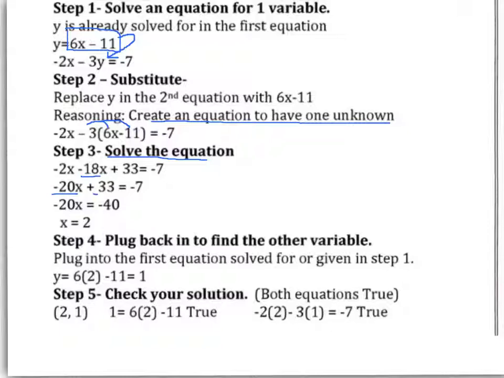I'm going to subtract 33 from both sides, and that's going to leave me with negative 7 minus 33 is negative 40, and then you're going to divide by negative 20, and that's going to leave positive 2. And so x is equal to 2 is the first solution.